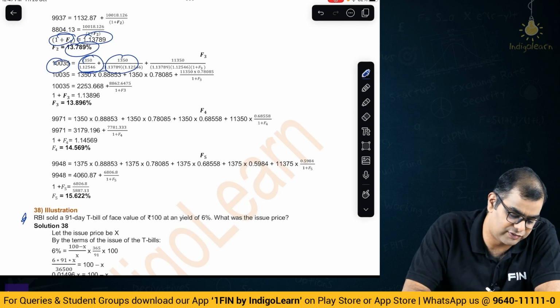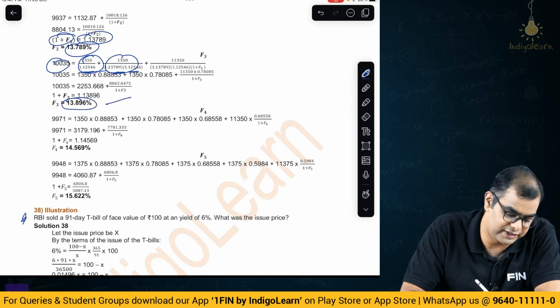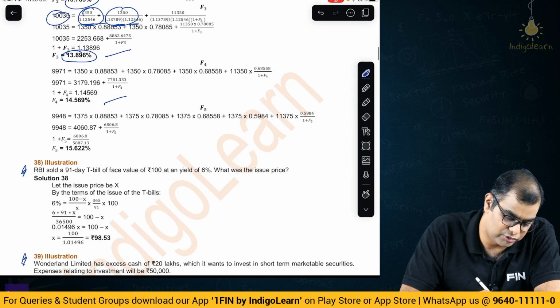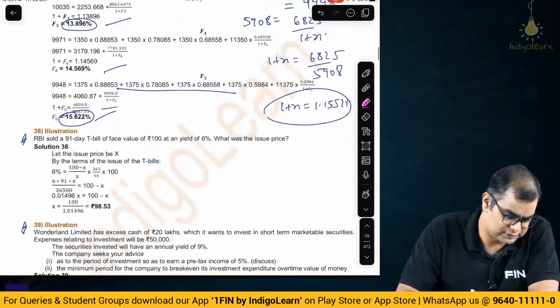So, for the first year you take 12.54, for the second year you take 13.78 and 12.546, like that you do, and you solve for it and you get the value. You get 13.89, 14.59 and you get 15.622. Okay, let us move to the next one.